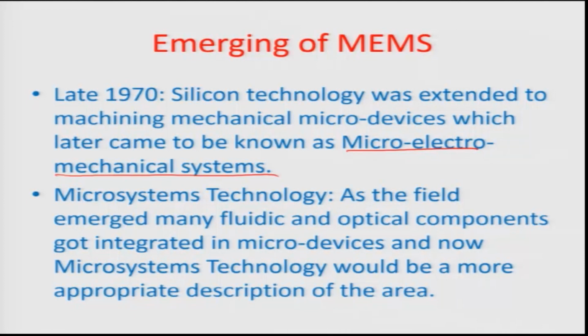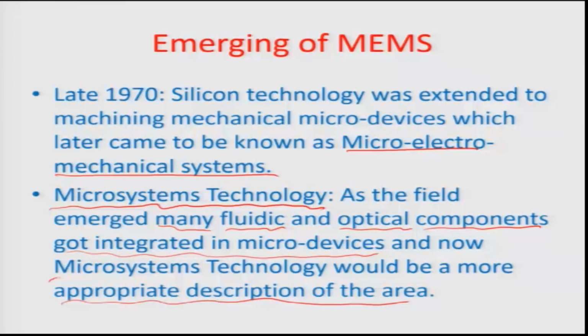So, the whole area of micro electromechanical systems can be typically brought under a unified domain of microsystems technology. Obviously the mechanical aspect is one, but then the field has emerged into many other aspects, for example, fluidic or optical components, and together they have all gotten integrated into micro devices, and now microsystems technology would be a more appropriate description of the area rather than only micro electromechanical systems.